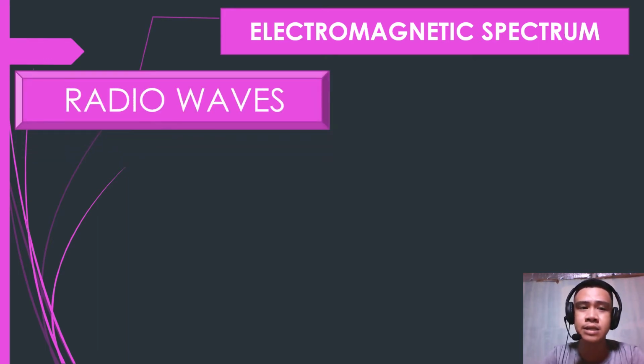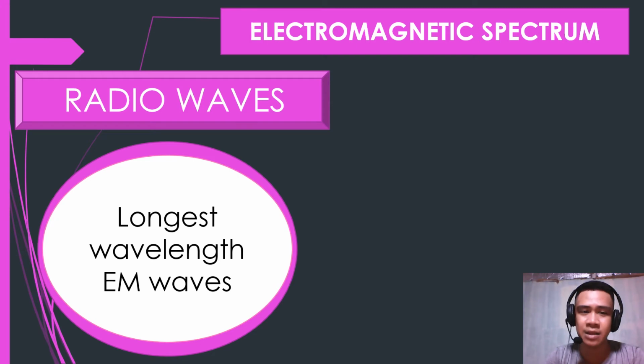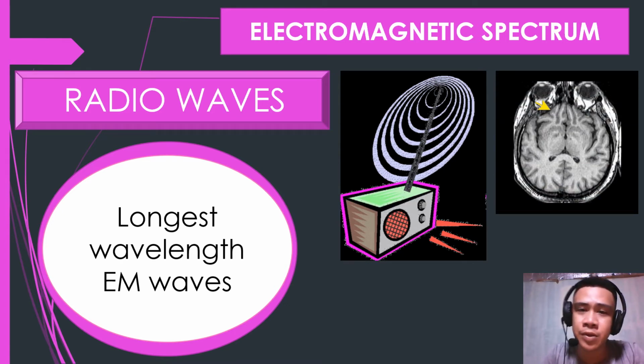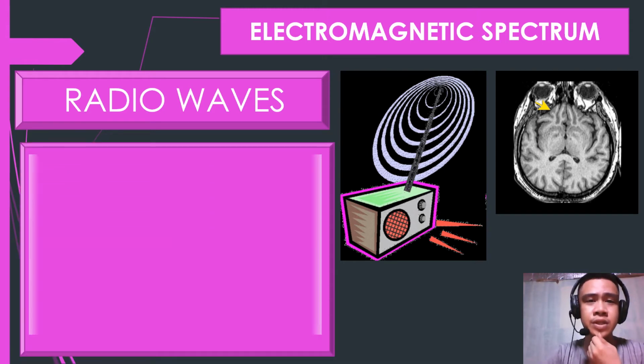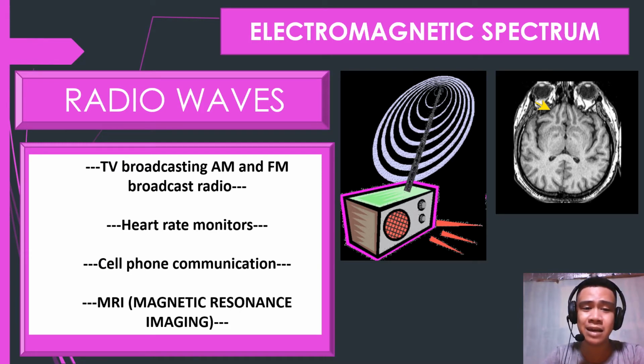The first one is radio waves. Radio waves have the longest wavelength of EM waves. Examples are radio signals and the MRI. When do we use radio waves? Radio waves are used in TV broadcasting, AM and FM broadcast radio, heart rate monitors, cell phone communication, and the MRI or magnetic resonance imaging.